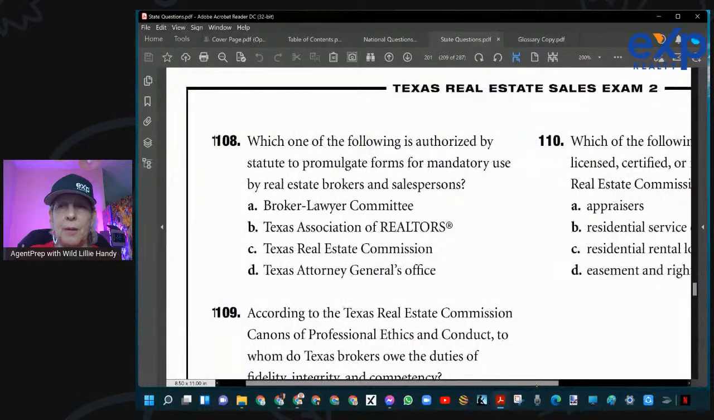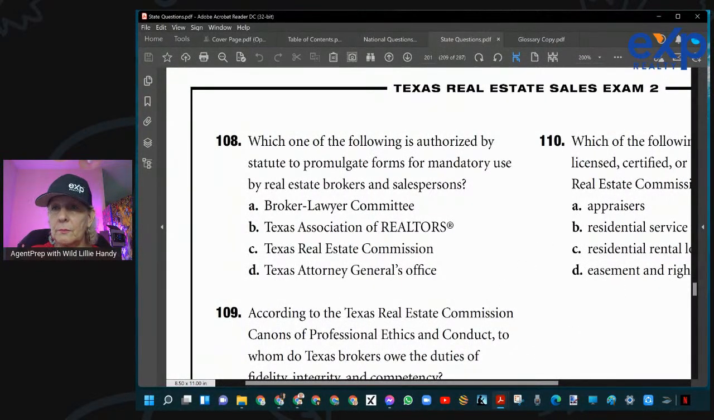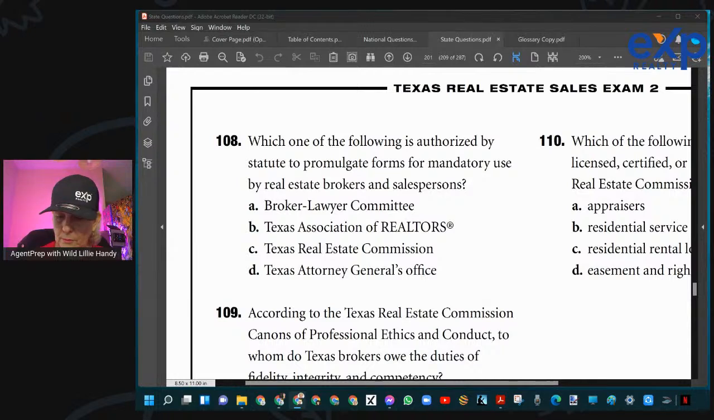So who are we licensed by? So who has the authority to require for mandatory use of certain forms by us, salespeople, brokers, agents? Type your answer on the chat box. Nobody?